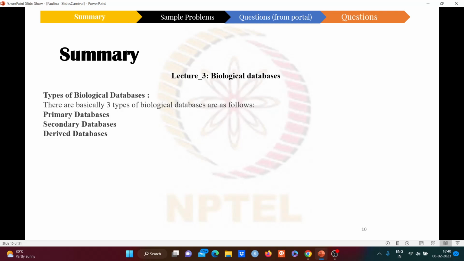So the examples of secondary database are InterPro, which has information about protein families, motifs and domains, and the UniProt knowledgebase, which has sequence and functional information on proteins. And the third type is composite or derived databases. The data entered in these types of databases are first compared and then filtered based on desired criteria. That is, they are derived based on a filter.